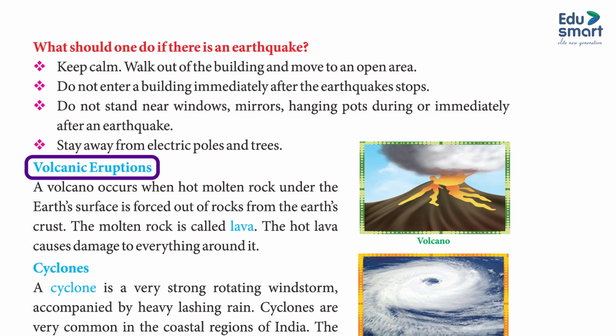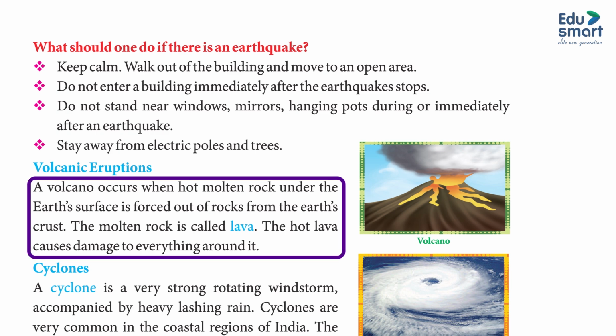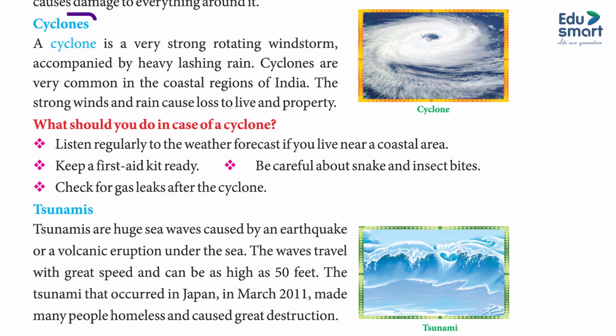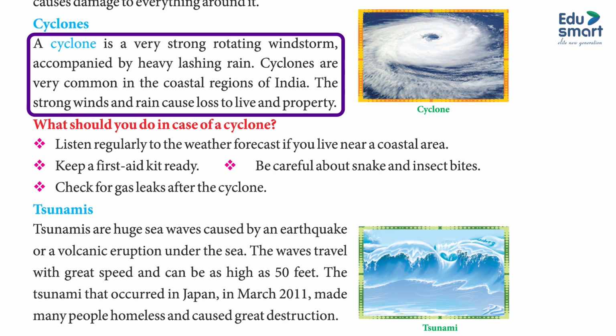Volcanic eruptions. A volcano occurs when hot molten rock under the Earth's surface is forced out of rocks from the Earth's crust. The molten rock is called lava. The hot lava causes damage to everything around it. Cyclones. A cyclone is a very strong rotating windstorm accompanied by heavy lashing rain. Cyclones are very common in the coastal regions of India. The strong winds and rain cause loss to life and property.